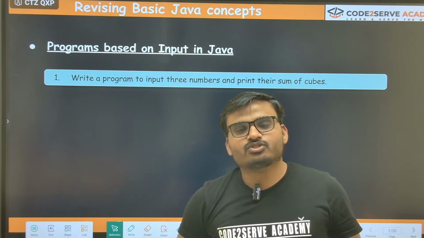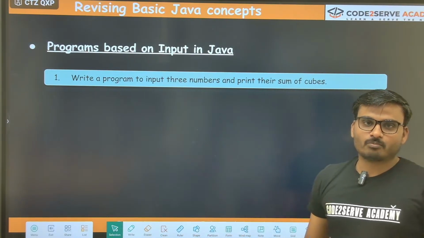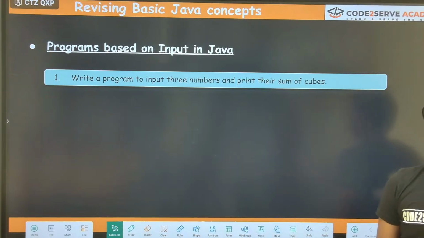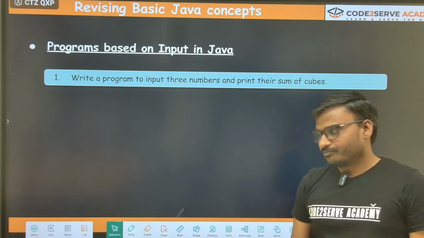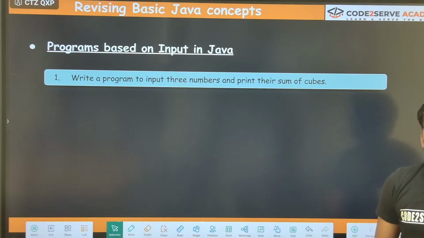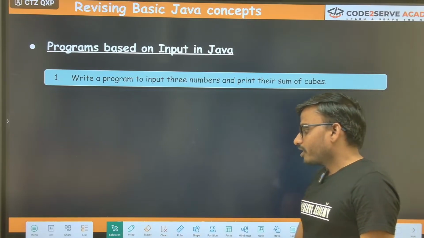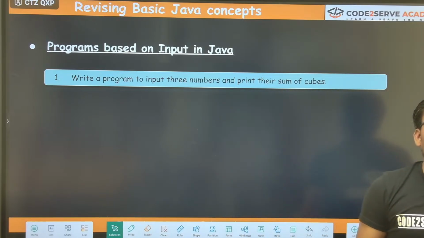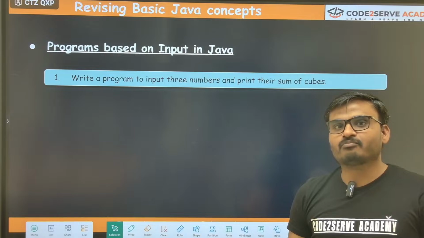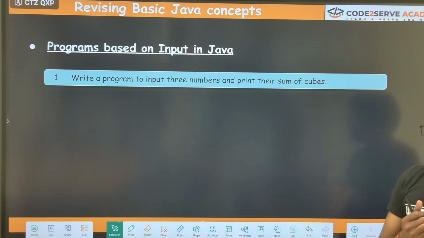So in the last lecture, we covered what an operator is in Java, okay? And also we learned how to take input in Java. So we are going to continue further with chapter number 1 of ICSE 10. In this lecture, we'll be dealing with some programs, since we have already covered the concept of taking input in Java, okay?